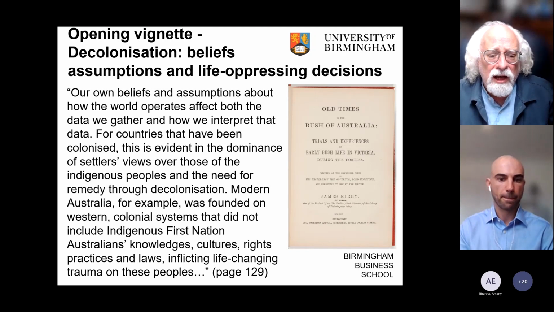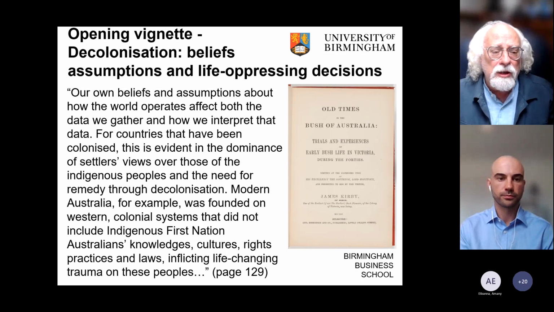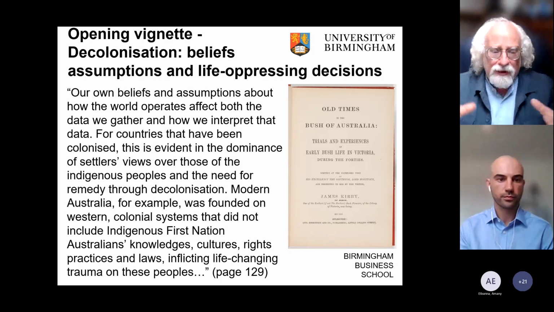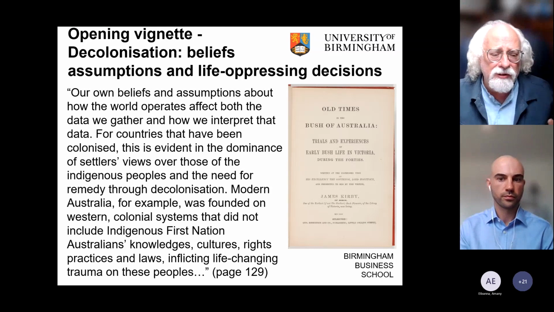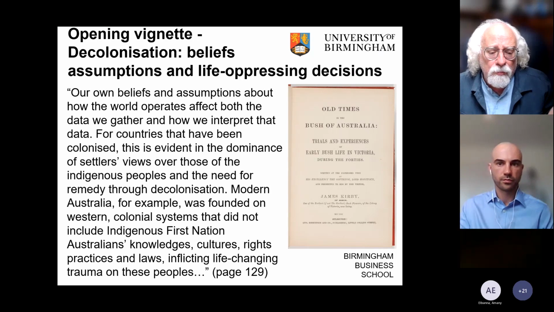alternative ideas. And so in this opening vignette, we grab the student's attention by saying how our own beliefs and assumptions about how the world operates affects both the data we gather and how we interpret that data. So saying what we believe affects what we're going to do. And then we move straight into the idea of colonisation and how the colonisers have dominant views. And then into an example of modern Australia, founded on Western colonial systems.